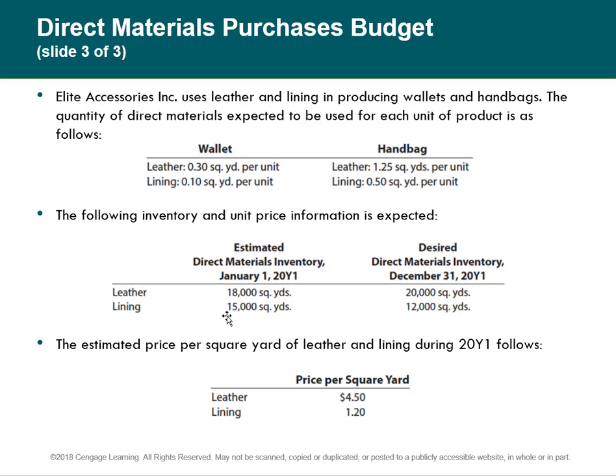For lining, we've got 15,000 estimated beginning inventory, and we need 12,000 at the end of the month. Okay, so then we just have to figure out what our sales are. So we'll take our sales plus desired ending minus beginning, and that would give us how many yards we need to purchase, and then we can multiply it times our prices, and we've got a pretty good estimate of what we need for direct materials. And here's our price. For leather, it's $4.50 per square yard, and lining is $1.20.